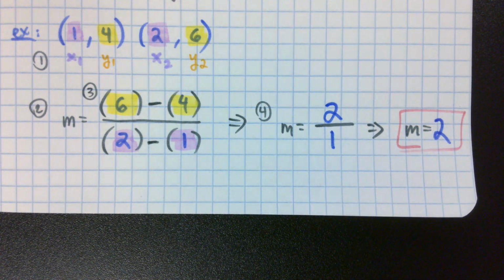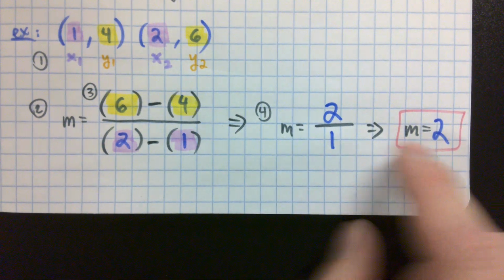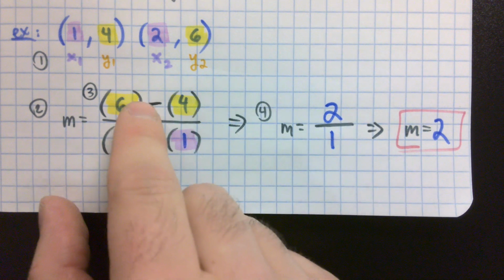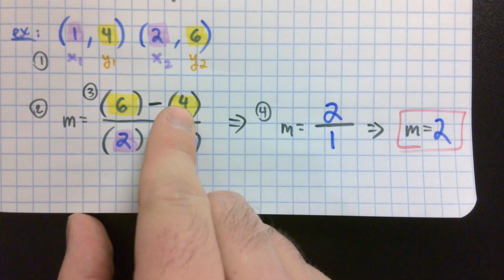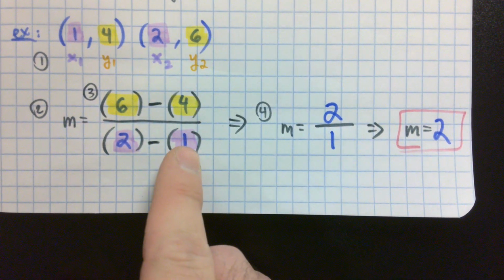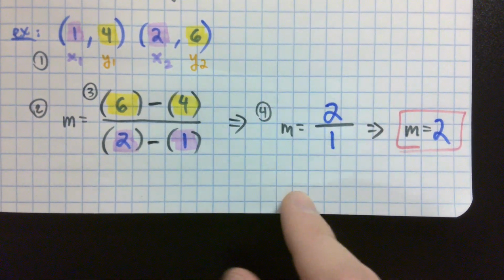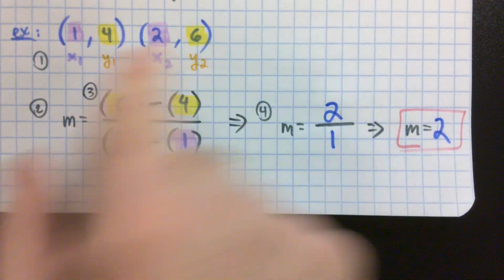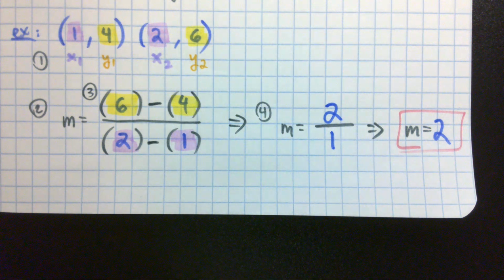How did we get the 2 over 1 here? Good. We just solved, right? The numerator says 6 minus 4, and 6 minus 4 is 2. The denominator says 2 minus 1, and 2 minus 1 gives us that 1 there. See how we got that fraction? And then we just simplified from there. So solve and simplify. We're going to do a couple of these, don't worry.